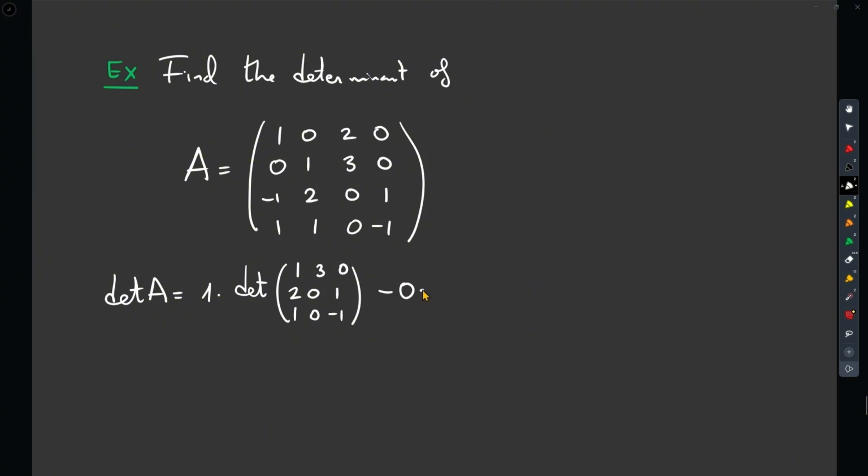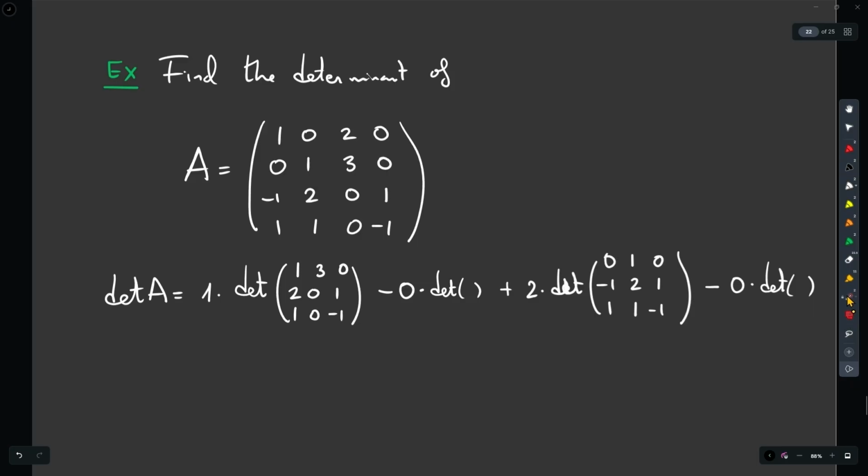minus 0 times a determinant of another minor, but it doesn't matter because it's multiplied by 0, plus 2 times the determinant of the minor that I get when I eliminate the first row and the third column. So I get 0, 1, 0, minus 1, 2, 1, 1, 1, minus 1, minus 0 times the determinant of another minor. In this case, it would be the determinant that I get in this 3 by 3 matrix, but it's multiplied by 0, so it doesn't matter.